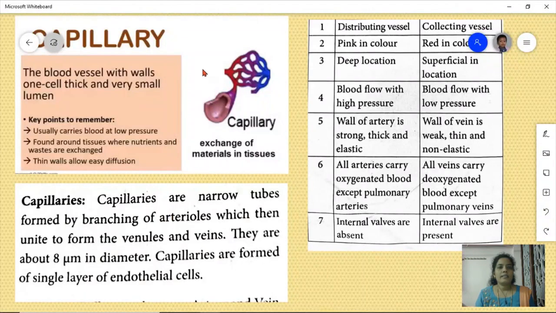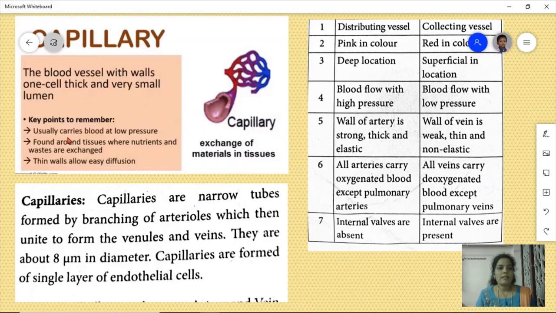The third one is the capillary. Capillaries are blood vessels with walls one cell thick and a very small lumen. Lumen means opening. The opening is very, very small.